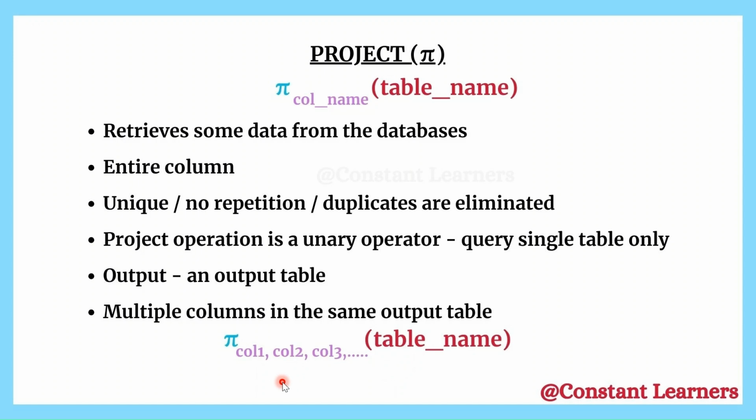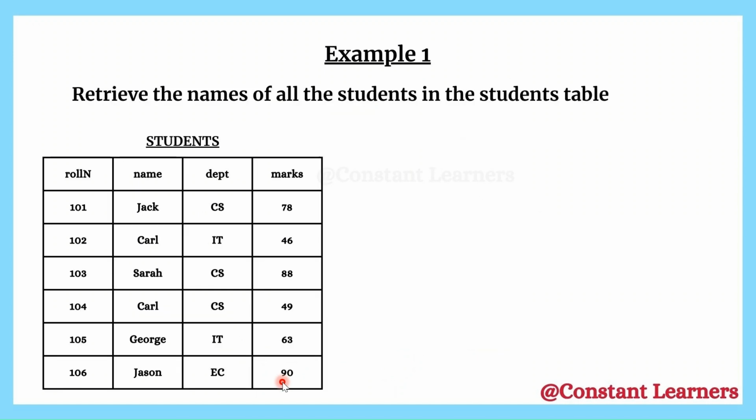Now let's discuss simple examples for understanding the project operation. First example says that we need to retrieve the names of all the students in the students table. Very simple. This is the students table. We have names of all the students here. Now to write the query, we start with pi. Then we write the column name as the subscript, that is name, and the name of the table, that is students, goes inside the round brackets.